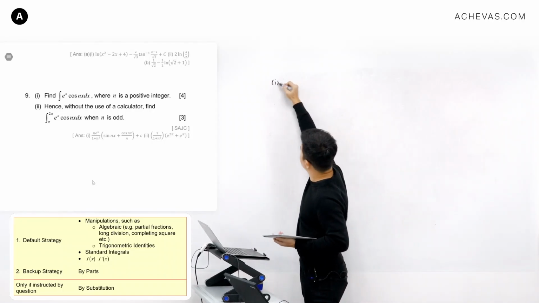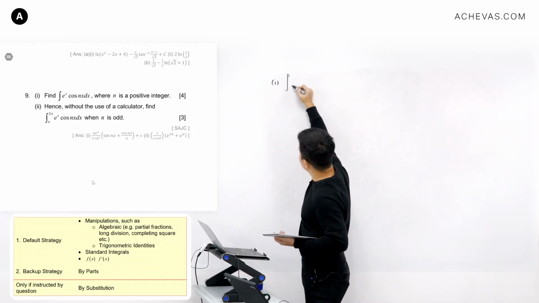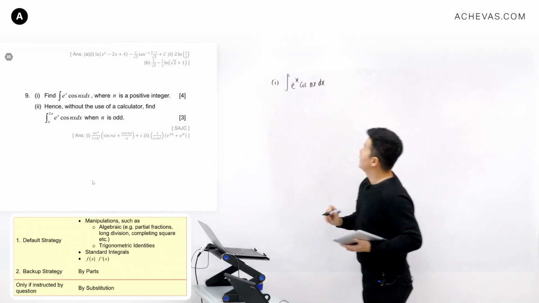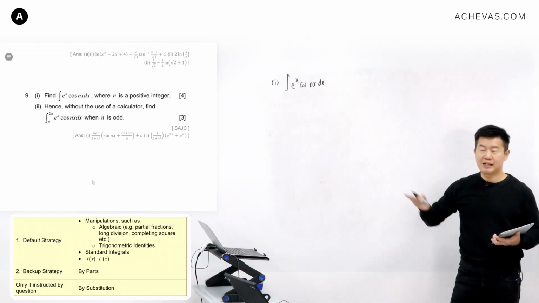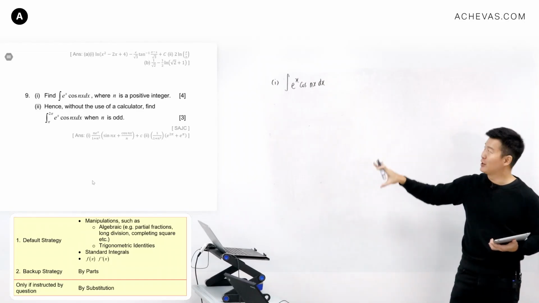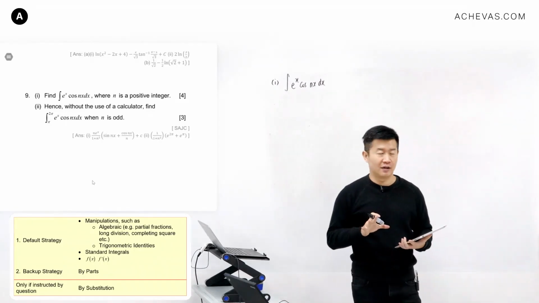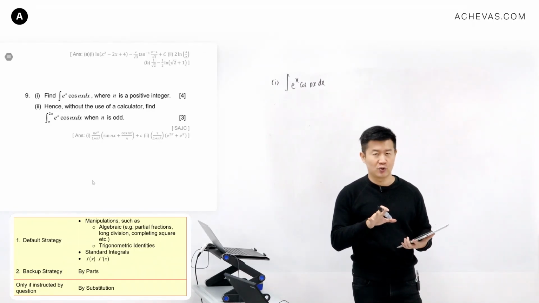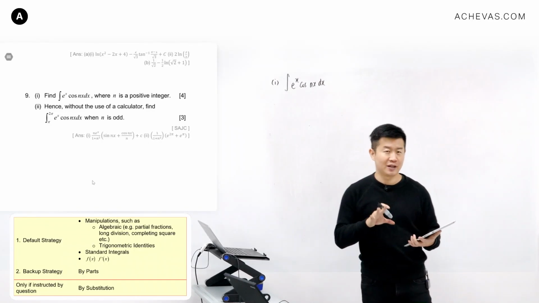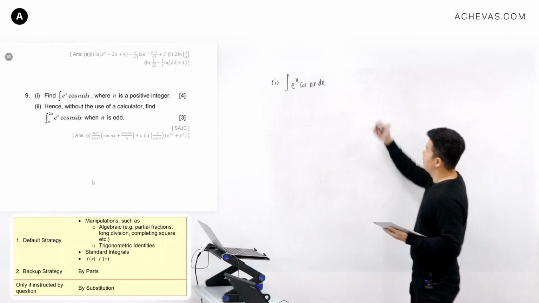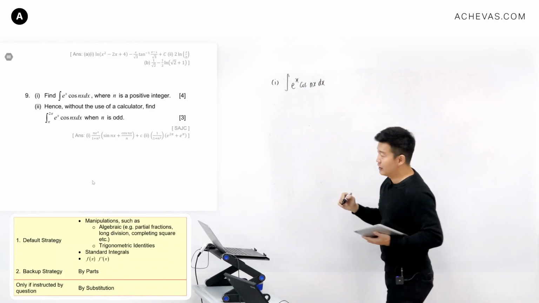Part 1, we are supposed to integrate e to the power of x cosine nx. My default strategy should fail. I don't think I can apply any. This is definitely not a standard result. So I'm going to think about f x, f prime x, and I don't think it's going to work. That is when we are going to introduce integration by parts. And I'm going to apply LIATE.